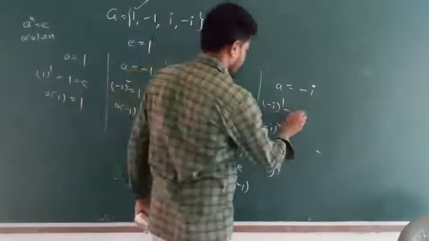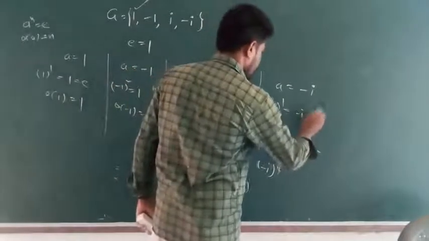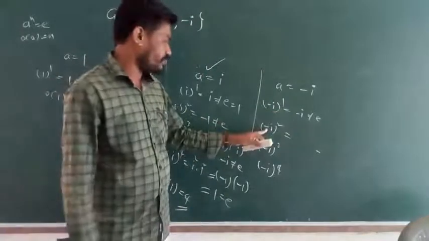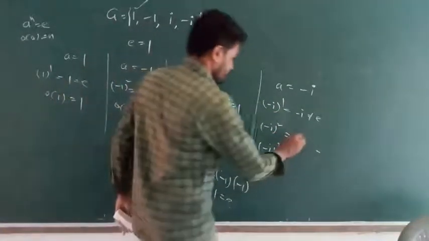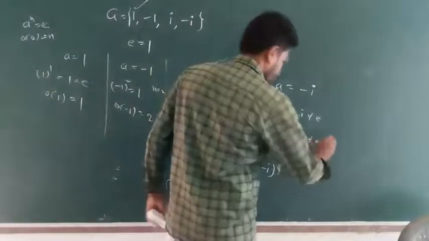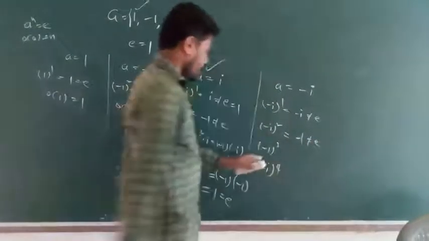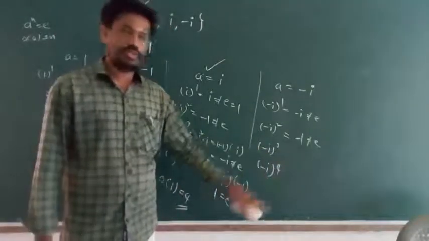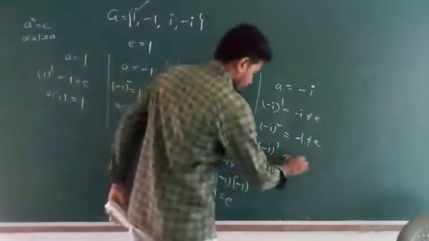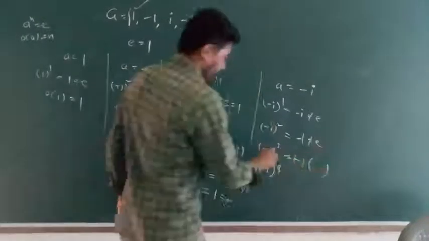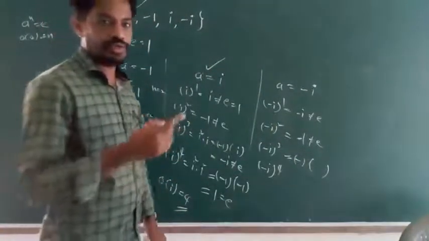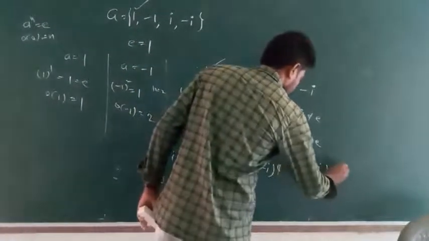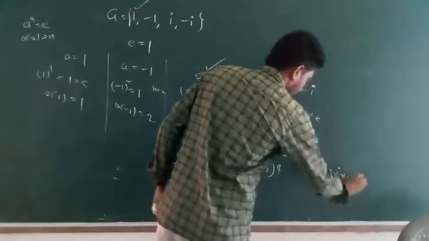(-i)^1 means -i. This is not equal to the identity. (-i) whole squared means (-1) squared times i squared, which is -1. This is not equal to the identity. And the next one, (-i)^3. Minus into minus, total minus, so it is -i^3, and i^3 means i squared into i. So i squared means -1 into i, giving -i. So the total is -i. This is not equal to the identity.